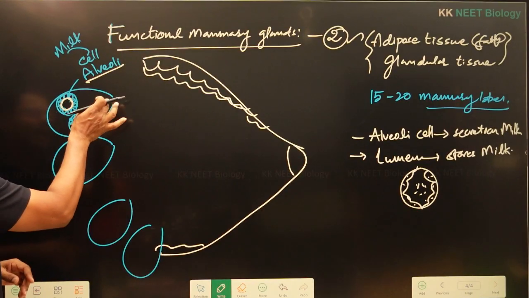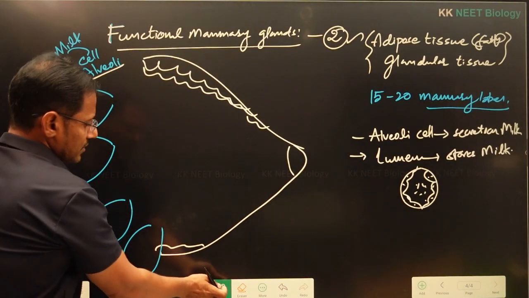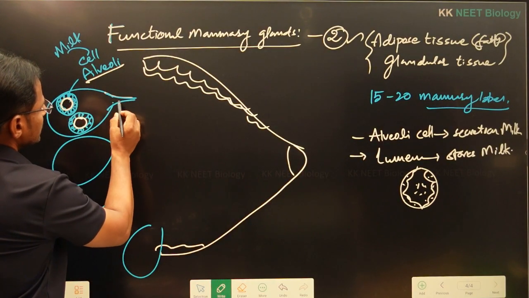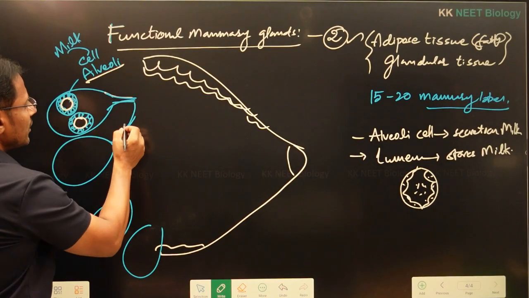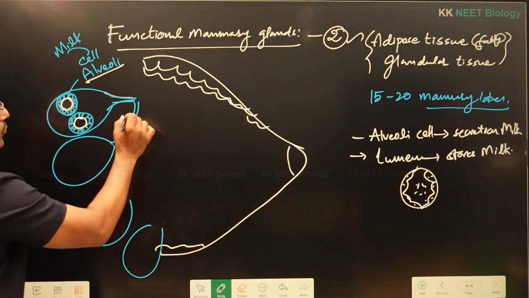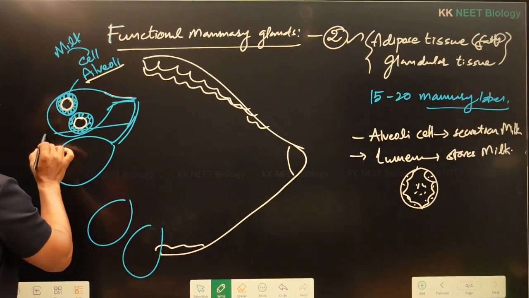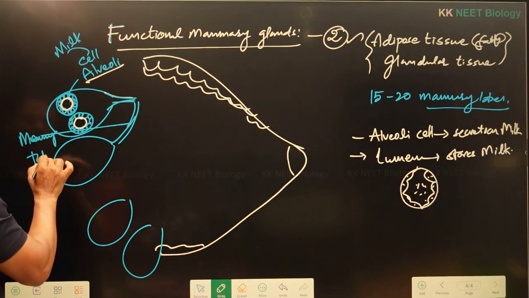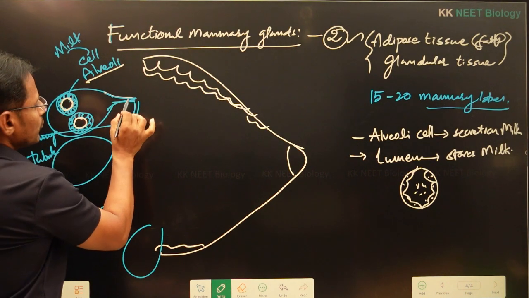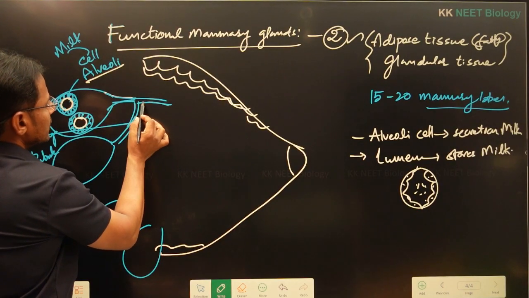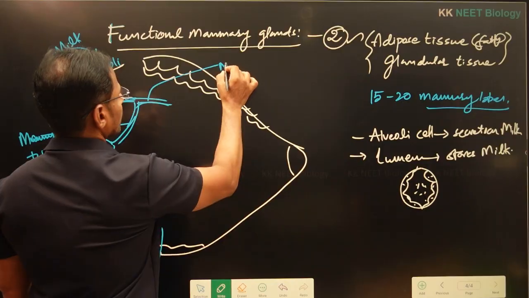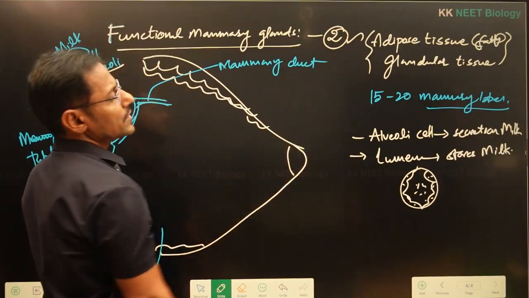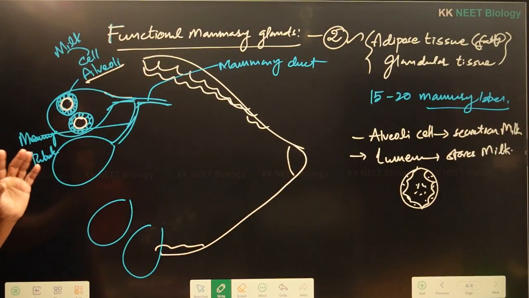This is the alveoli and this is the mammary lobe. Now you can see there is a duct or a tubule. A small tubule arises from each lobe. This tubule is known as the mammary tubule. These tubules join together to form one more tubule. This is the mammary duct.